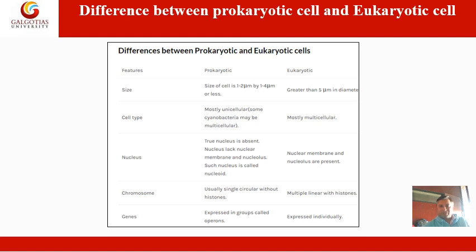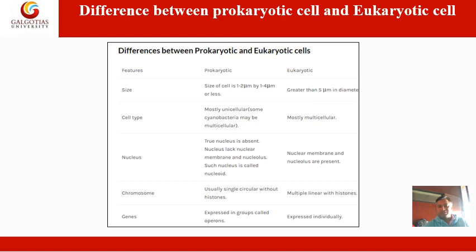There are also a large number of differences between prokaryotic and eukaryotic cells, like size: the prokaryotic cell is 1 to 2 micron, while it is greater than 5 micron in eukaryotic cells. Another is the nucleus: in the eukaryotic cell there is a well developed nucleus, with nuclear membrane and nucleolus, while in the prokaryotic cell an incipient nucleus is present, that means the nuclear membrane and nucleolus are absent. Chromosomes are made up of histone protein in eukaryotic cells, while in prokaryotic cells they are not. Another important property of the prokaryotic cell is the operon.